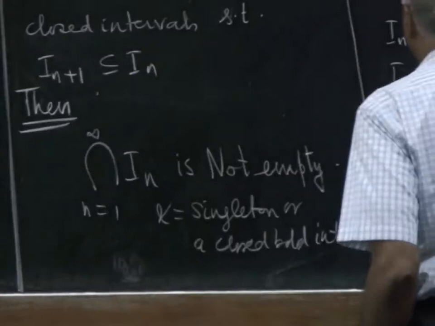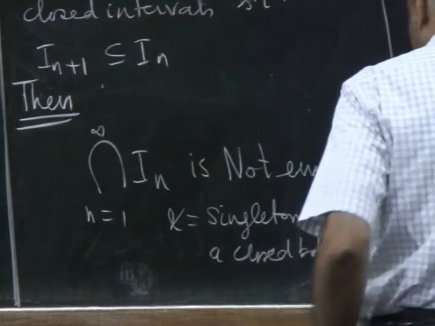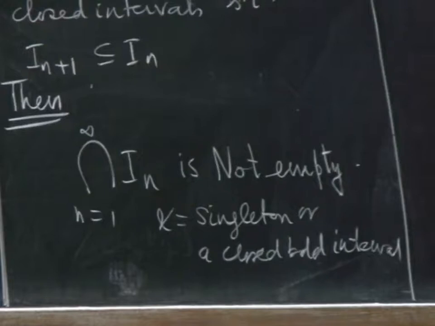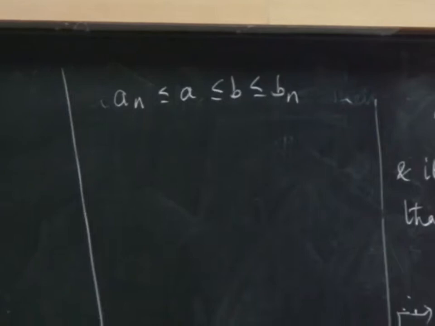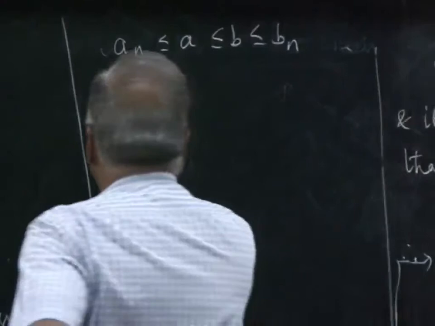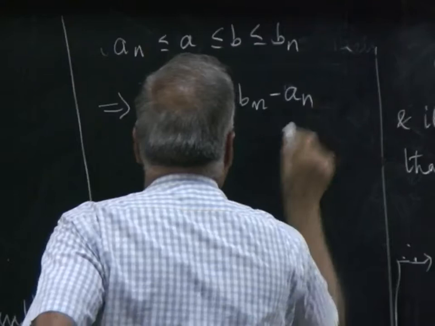Now we are going to look at a very special case of that. In all these cases, this A is the least upper bound of all the ANs. So AN is less than or equal to A, and A is less than or equal to B, and B is the lower bound for the BN. So AN is less than or equal to A, less than or equal to B, less than or equal to BN. So from this we immediately see that B minus A is less than or equal to BN minus AN.